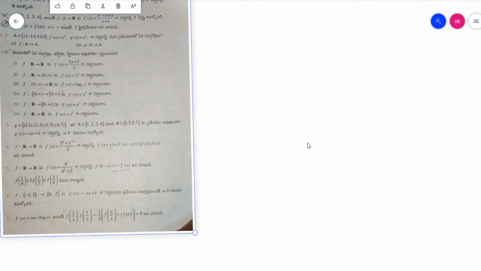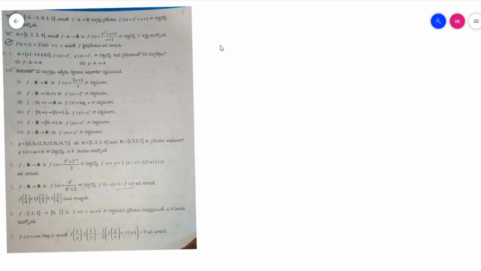The third one is given as f maps (0, infinity) to R, and f of x is equal to log x base e. Then show whether it is a bijection or not. Okay, let's find out.